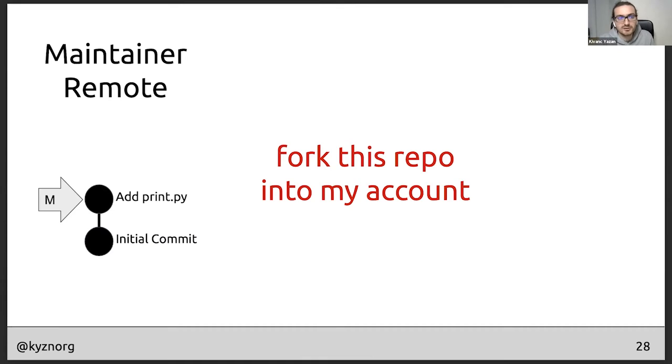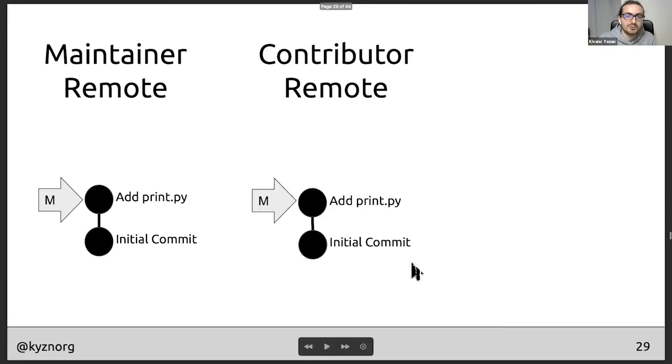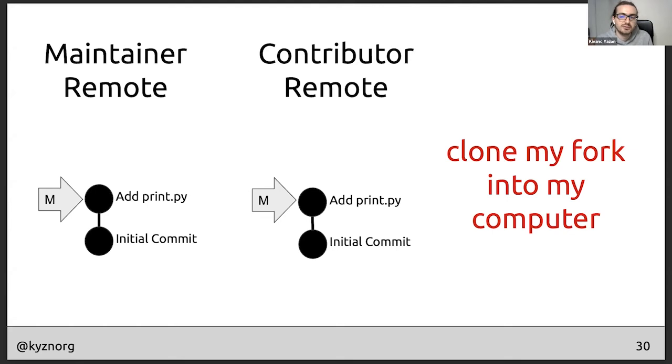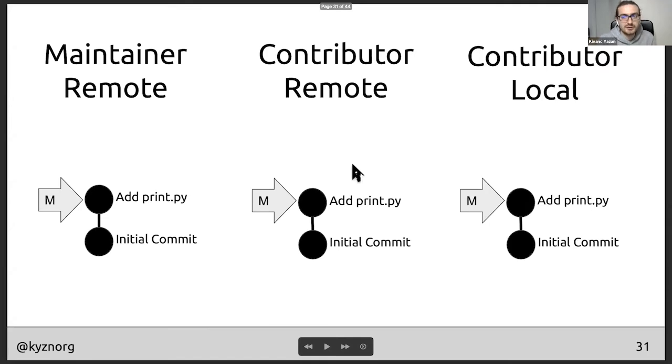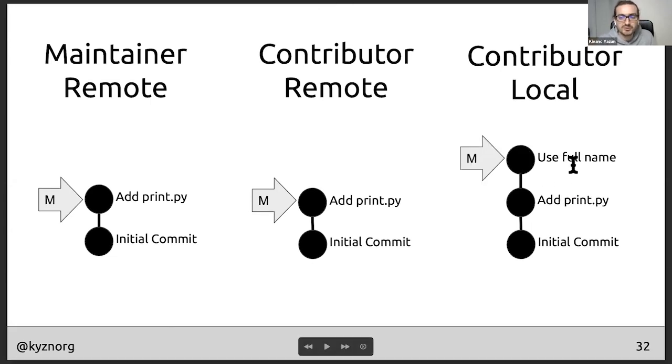So contributor comes along, finds this repository on github.com, and they want to fork this repository into their own account. Once they do that, they have a copy of the repository, a fork of the repository under their own namespace. And once they have this copy on GitHub, they can clone this into, for example, their laptops. If they do that, they have a third copy that lives on the local computer. Now it's easier to add a commit, so they make some changes. Instead of printing first names, it prints full names instead.